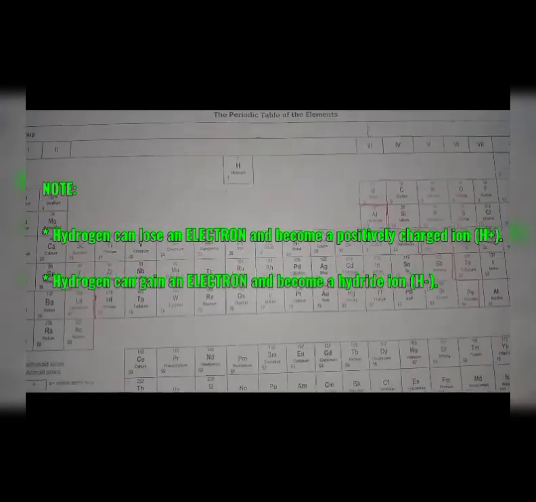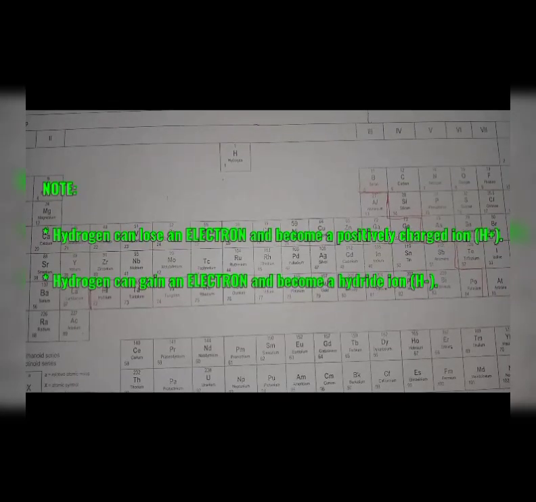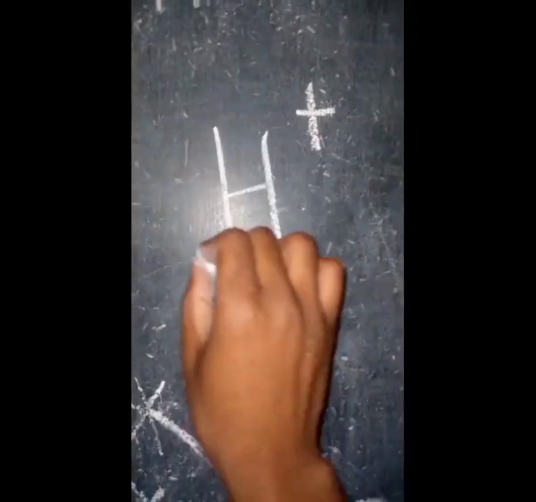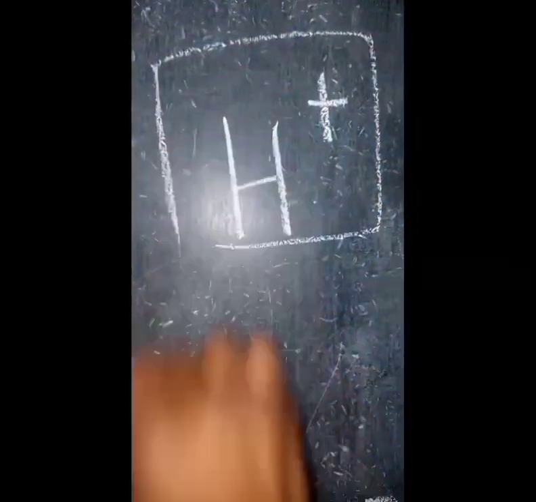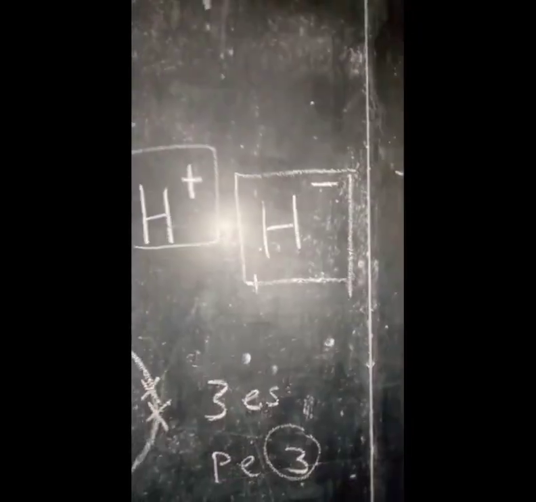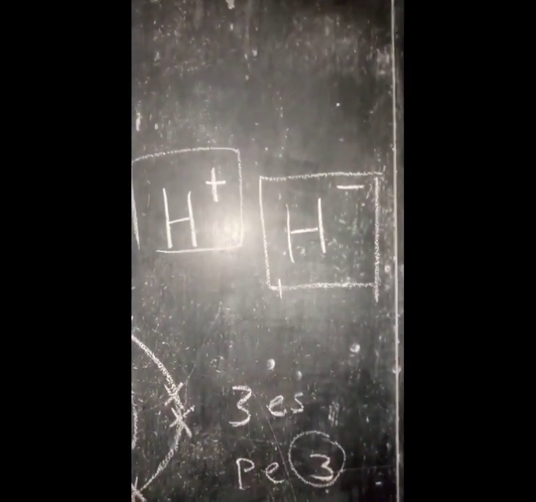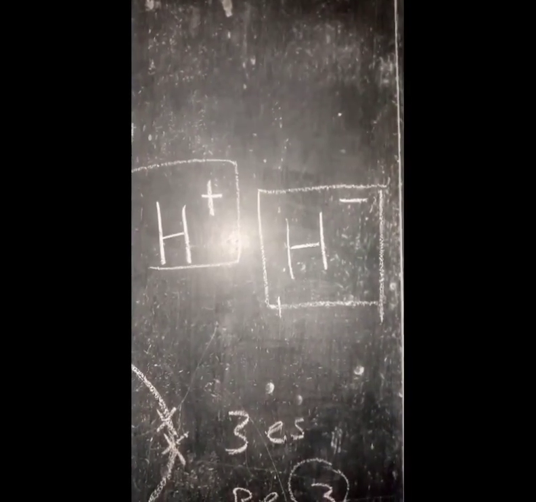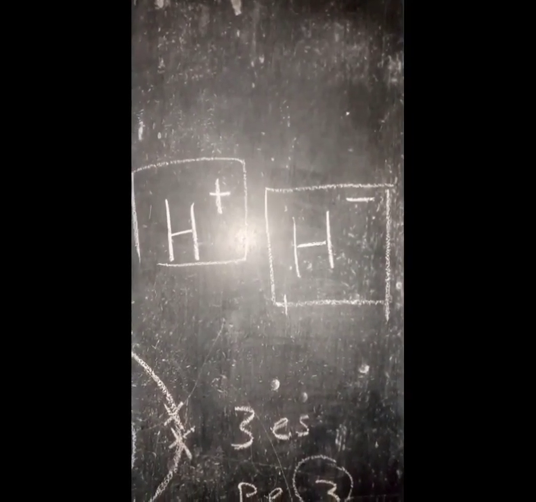Let me just show you these two ions on the blackboard. We can have hydrogen with a plus. That's when hydrogen has lost an electron, and we can have hydrogen with a negative, which is hydride, and that means hydrogen has actually gained an electron. So this is why it's placed in between group 1 elements and group 7 elements.